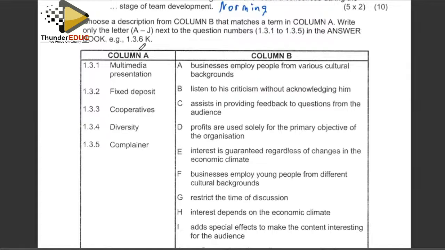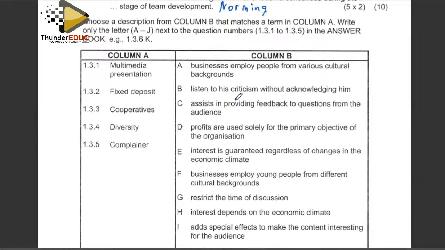Okay, right. So now in column A, we have multimedia presentation, fixed deposit, cooperatives, diversity, and complainer. In column B, we are given a set of descriptions, functions, characteristics, and the likes. So you should be in a position to understand the bigger picture before you jump onto answers. Okay, right. So now let's check 1.3.1. We are supposed to check any description, function, characteristic or impact that is associated with multimedia presentation.